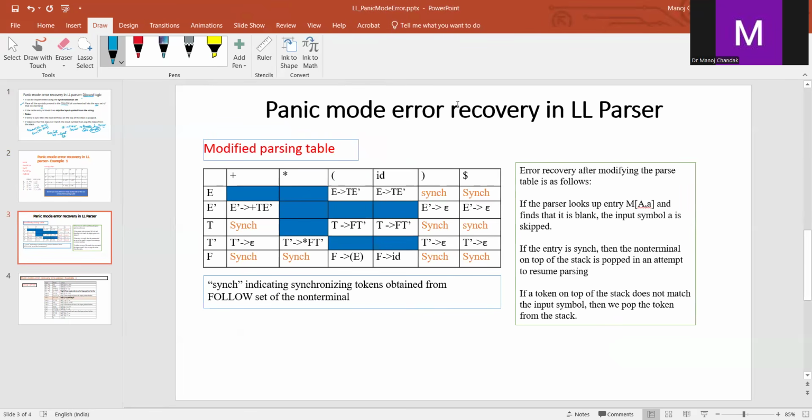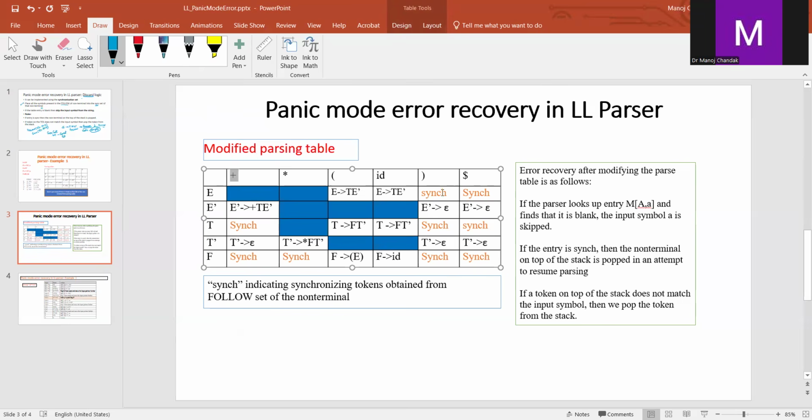So the basic rule for error recovery after modifying the parsing table is as follows. First, if the parser looks up the entry, for example, non-terminal E with the plus symbol, and this location is blank, so E with plus is blank, then the input symbol is simply skipped. We will not process that input symbol. For example, if you find E on the stack, plus is coming through input, resulting in blank, then skip plus.